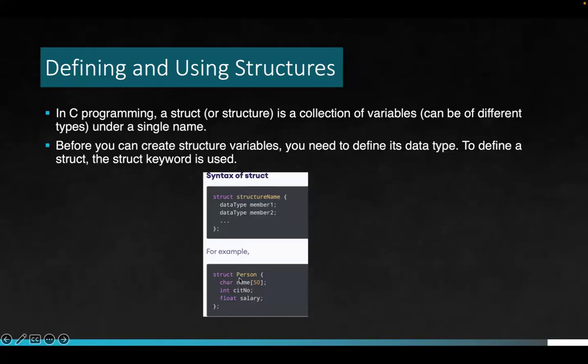Now, for example, I have created a struct. Structure name is person. What are the variables inside it? Char, data type char for his name. Size of it is 50. It's an array of 50. His name is a character array. Now, int city number, float salary. What is his salary? So these three will be different parameters or different variables that hold for a particular structure name called person.